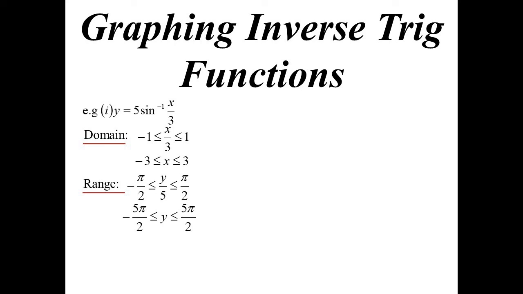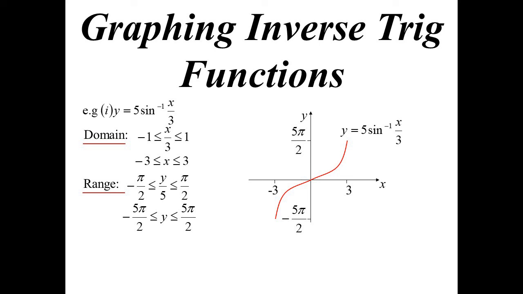But other than that, it will look exactly the same. And so essentially I can draw an identical graph. It's just that what I label those points are going to be different, but it's still the same picture. There's 5 times the inverse sine of x on 3.